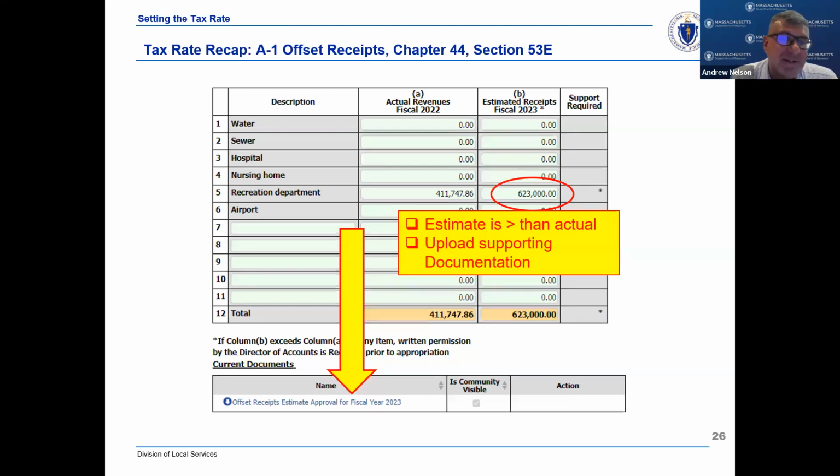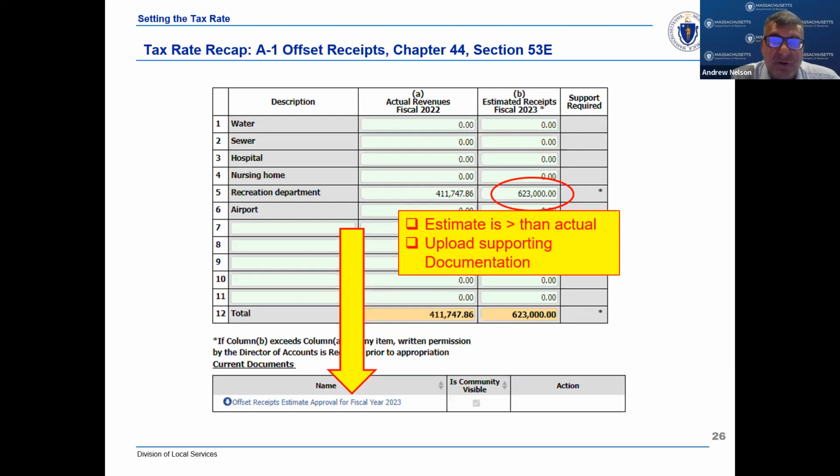Some common ones are things like your wiring inspector. There's a fee you pay when the wiring inspector goes out. That money is used to offset the wiring inspector's salary. There are a couple of communities left. I think I know of one that still does their water and sewer receipts within the offset receipt. Some recreation departments are done, as you see, through the offset receipts process.